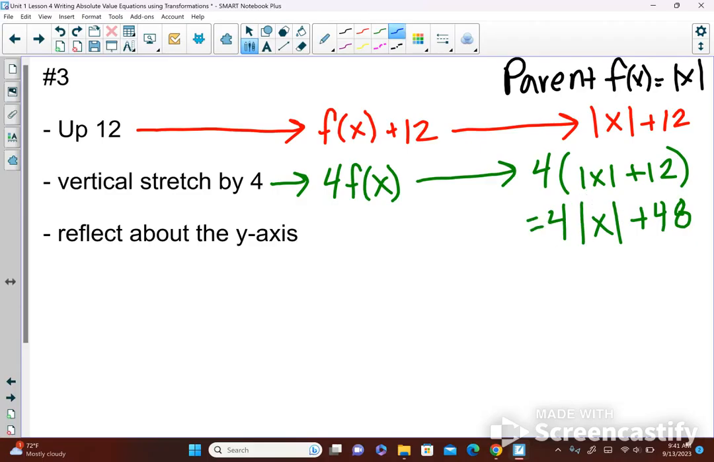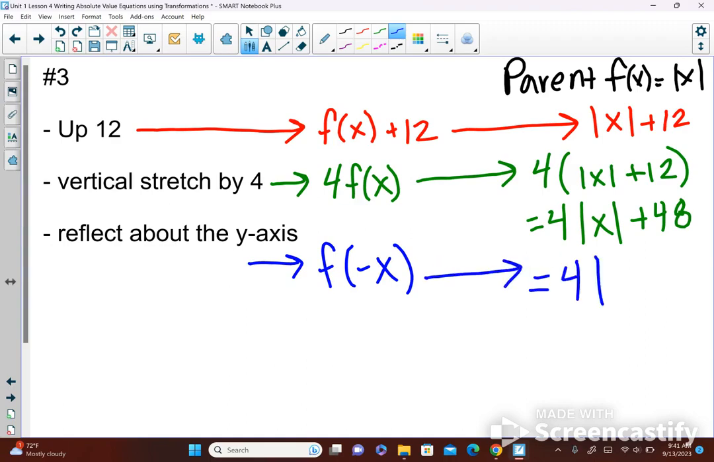Our last step is to reflect over the y-axis. That is a negative on the inside here. Notationally, this says replace x with negative x. Now, there's nothing affecting our x on the inside right now, so I can simply just replace it with negative x to get my final answer. That is my last transformation, so this is my function. We give it a name and call it a final answer. I'm going to call this one p of x.